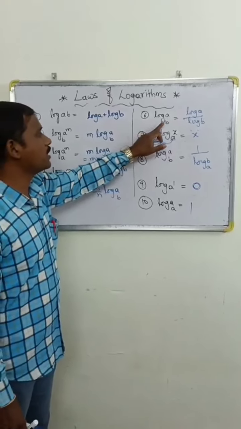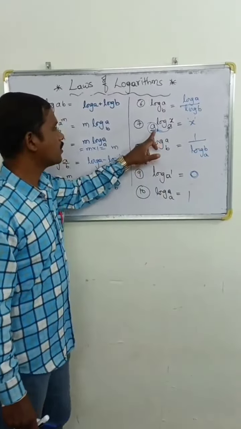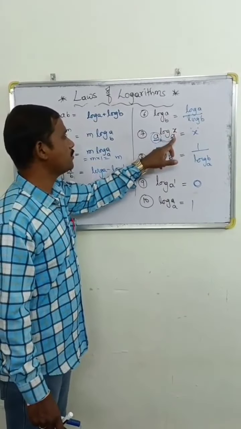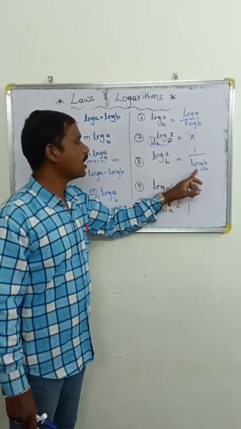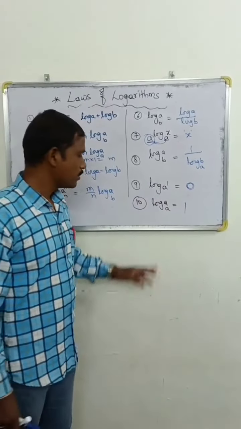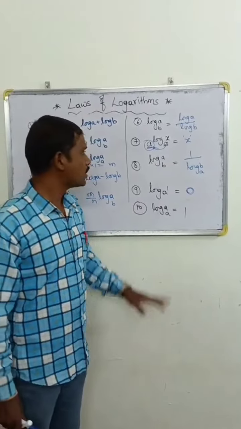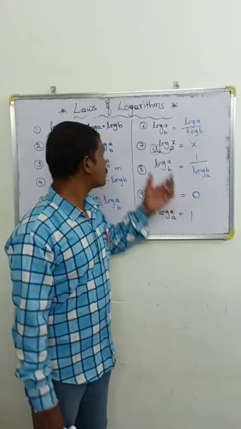Next one, log A base B equals log A by log B. Next one, A power log x base A equals x. Log A base B equals 1 by log B base A. Log A power 1 equals 0. Log A base A equals 1. These are the 10 laws of logarithms. So, laws of logarithms.